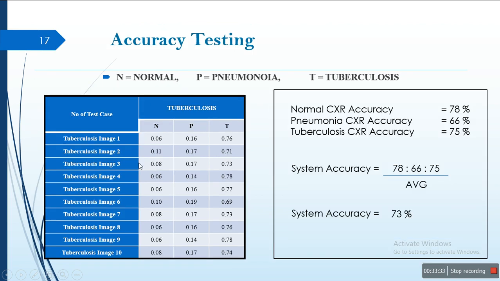And here tuberculosis. In this equation, I got the accuracy from 10 tested images from the normal chest X-ray, pneumonia chest X-ray, and tuberculosis chest X-ray, and I got the new total accuracy from the accuracy of normal chest X-ray, pneumonia X-ray, and tuberculosis. I name it the new total accuracy, which is the system accuracy. The 73 is the whole system accuracy.